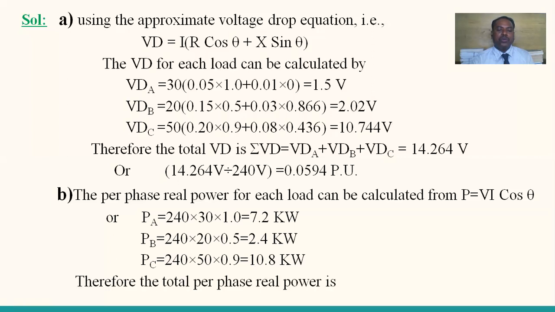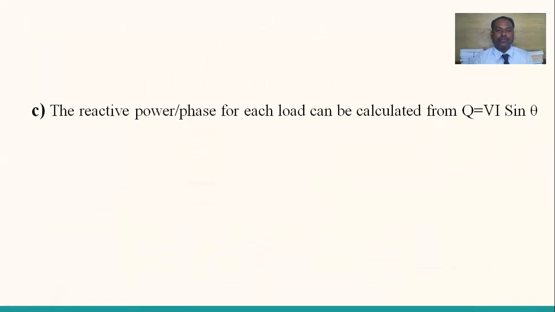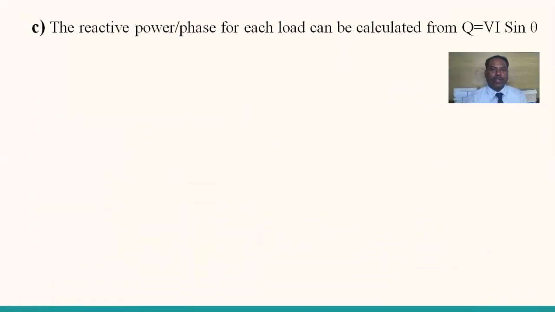Therefore the total per phase real power is summation of P is equal to PA plus PB plus PC, which is equal to 7.2 plus 2.4 plus 10.8. It is 20.4 kilowatts, the total real power per phase of a distributor. And similarly, you can calculate the reactive power. Reactive power per phase per each load can be calculated from Q is equal to VI sin theta.